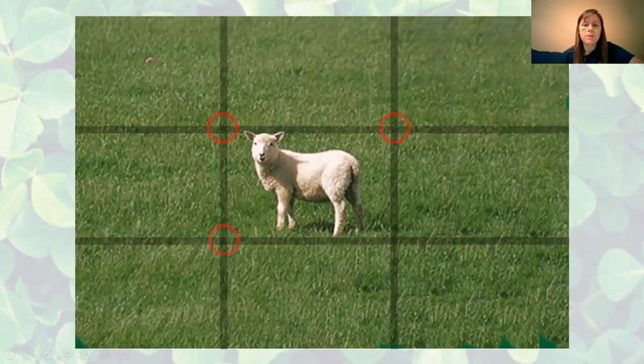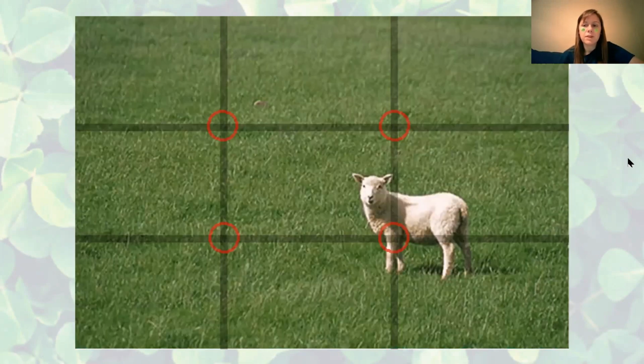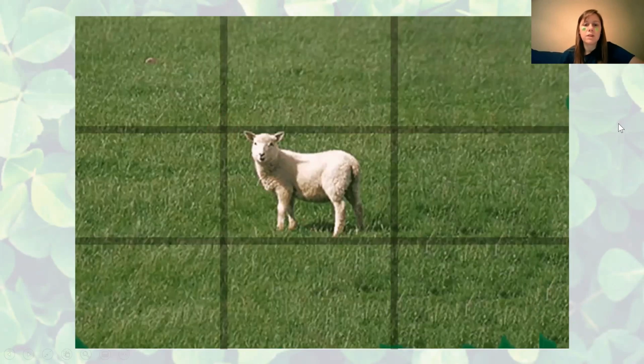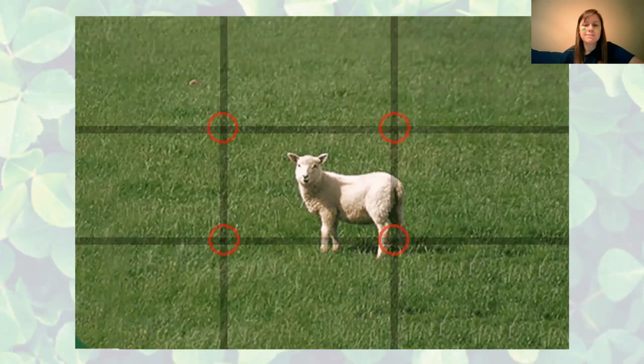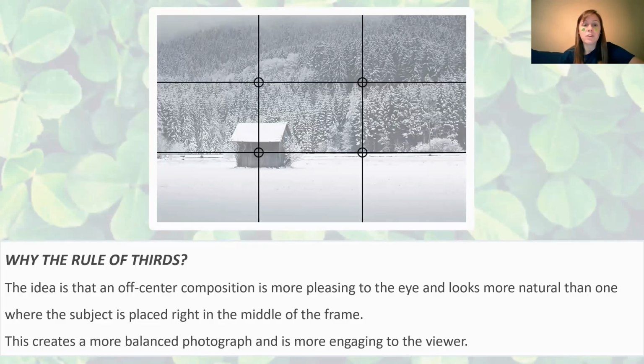Here's a demo. The sheep is in the middle. Now they move the sheep to one of the PowerPoints. The second part is a better photograph. Why the rule of thirds? The idea is that an off-center composition is more pleasing to the eye and looks more natural than one where the subject is placed right in the middle of the frame. This creates a more balanced photograph and it's more engaging to the viewer.